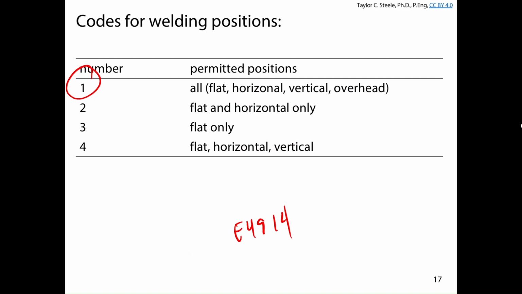Some welding electrodes you can only use flat. And so if it was a 3 instead, we'd only be able to use a flat position weld, and that means that they can't use it for other types of welding positions.